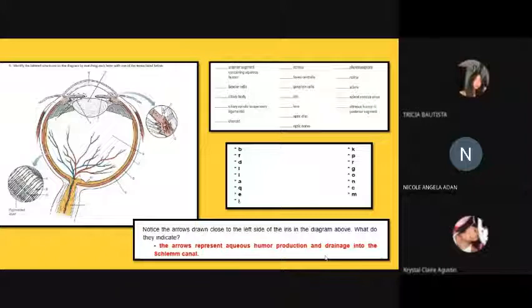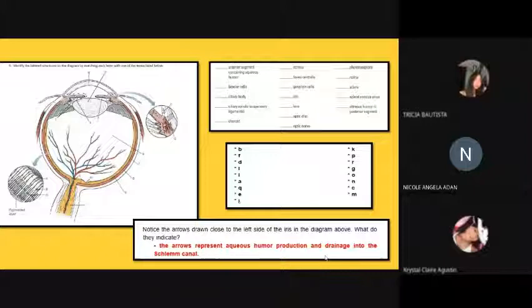Cornea, we have A. Fovea centralis, we have Q. E for ganglion cells, and I for iris. K for lens, optic disc is P, optic nerve is R, photoreceptors is letter G, letter O is for retina, N is for sclera, and scleral venous sinus is letter C. And lastly, vitreous humor and posterior segment, letter M.